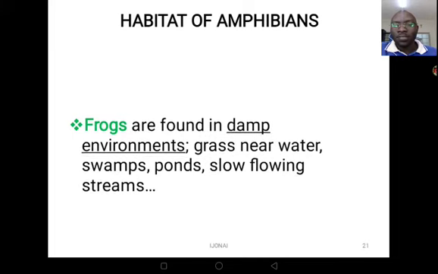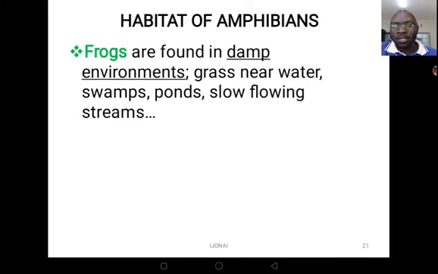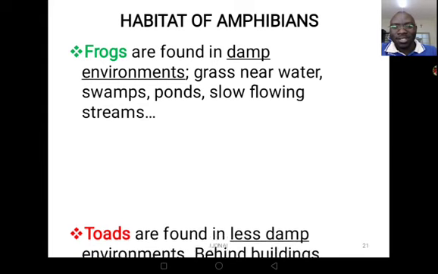Well, the frogs are found in damp environments. For example, the grass near water, swamps, ponds, slow-moving streams. That's where you find them, in the wet places. So we say that frogs live in much more moist places compared to the toads for this case.